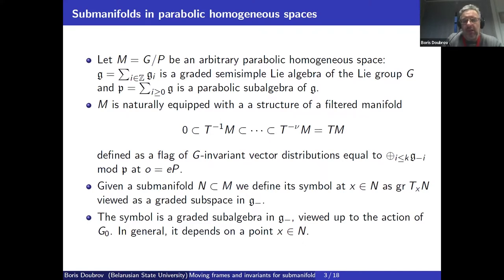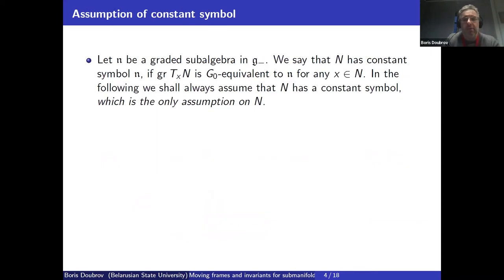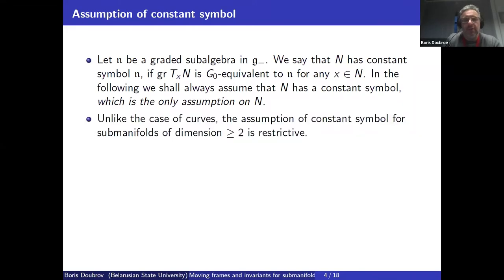And I mentioned a few times already that the key assumption throughout the theory is the assumption of the constant symbol. Let's have a closer look. What does this mean for submanifolds? I recall that in the case of curves, this was a very mild requirement because we had only a finite number of possible symbols of curves. Therefore, we could always assume that on an open subset of a curve, the symbol is constant. It is no longer the case for submanifolds of higher dimension. So let's have a look at a few examples and see when and how the symbol may become non-constant.